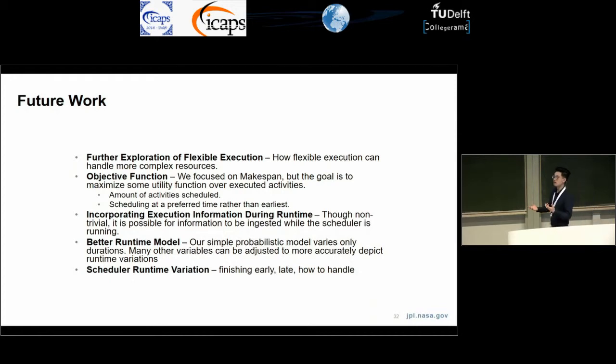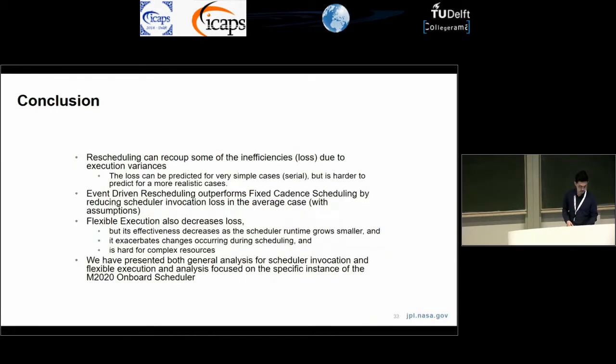We want to improve our objective function because right now we just want to minimize the makespan, but what might be a better objective function is actually determining how many optional activities we can put in due to us gaining back those extra time, energy, and other resources. We said it's non-trivial to incorporate execution information, but it would also be nice to try that out as well. And we also want to have a better runtime model and better runtime variations. So this might include actually letting activities fail or letting activities run late, because that, although uncommon for our rover operations, may still happen.